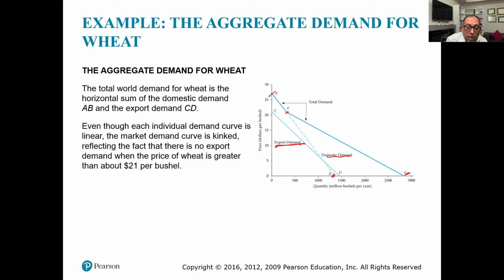When we combine, we get a curve like AF, our total demand curve. Now there is a kink. Now why is there a kink? Because above the price of $21, there is no export demand. So for that reason, this portion, from A to E, is only domestic demand over the price of 21. But when the price goes down from 21, the export demand is also added in it.